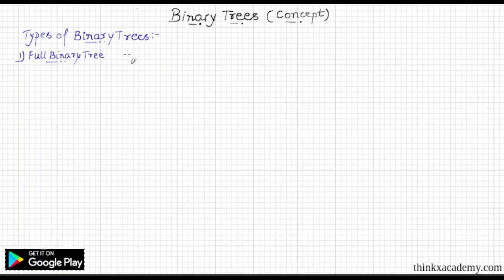So the first type of binary tree that we're going to discuss is the full binary tree, and the rule says that a binary tree is known as a full binary tree if it has 0 or 2 children. And if each and every node of a binary tree has 0 or 2 children, then it is known as a full binary tree. So let me draw an example of a full binary tree.